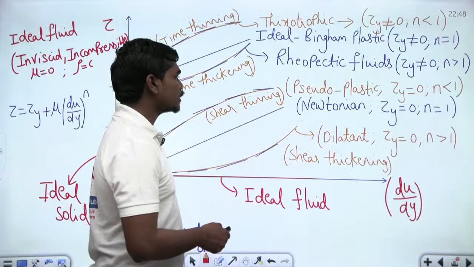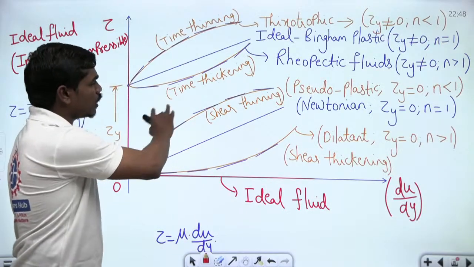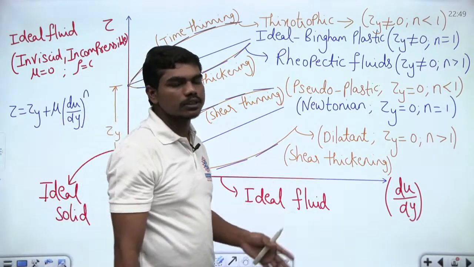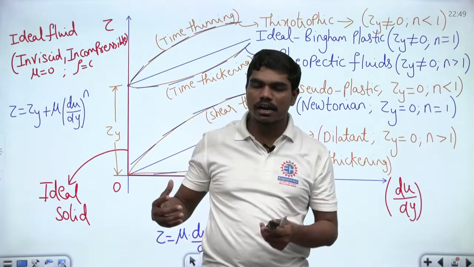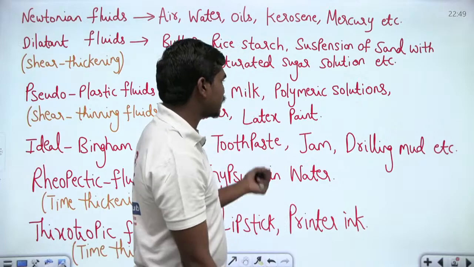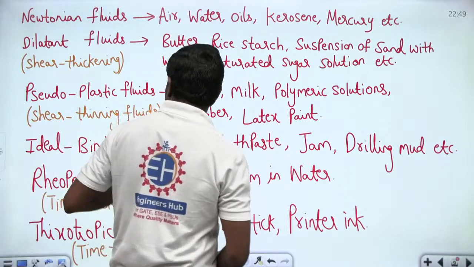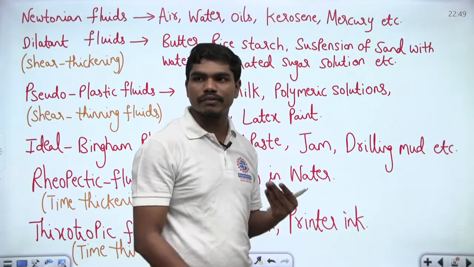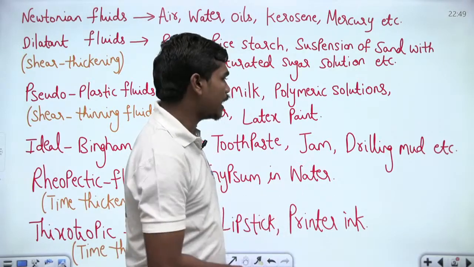So we have basically summarized all these fluids on a single graph, tau versus du by dy graph, which you can see in many of the standard textbooks, but of course we have seen how these graphs are developed in all the cases. And of course these are the different examples of all these fluids. So these are named as shear thickening, shear thinning and all, and we have seen why this is happening. Why we have different shear thickening, shear thinning and all the fluids, correct?